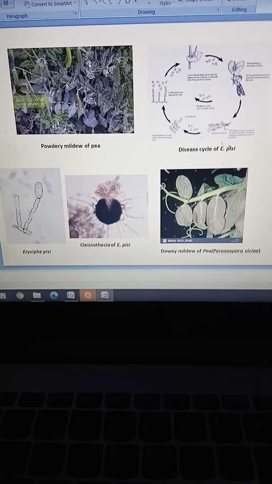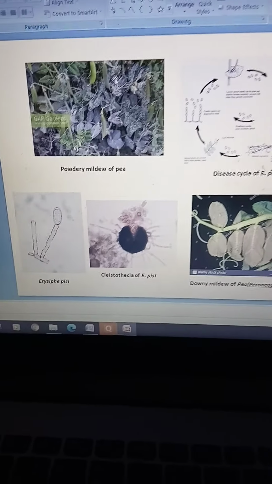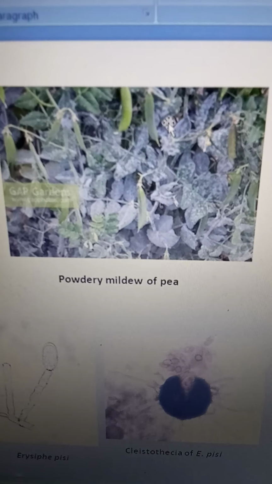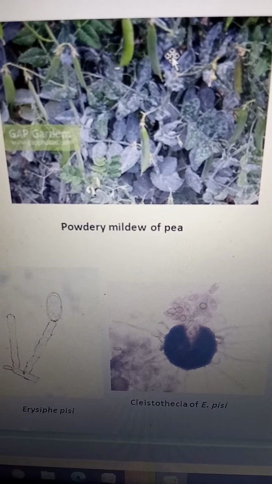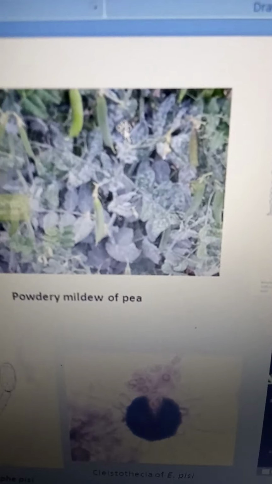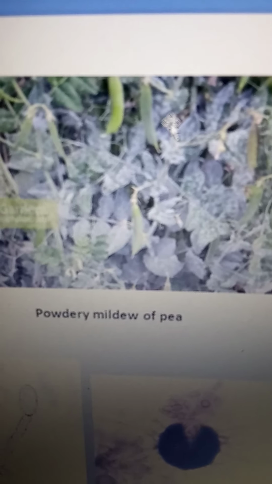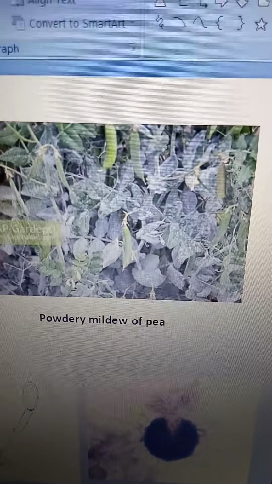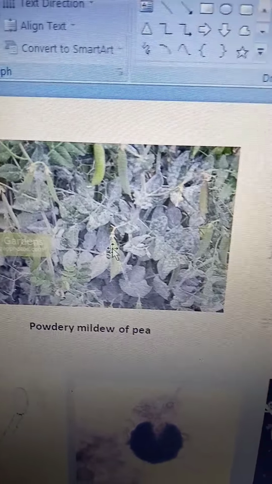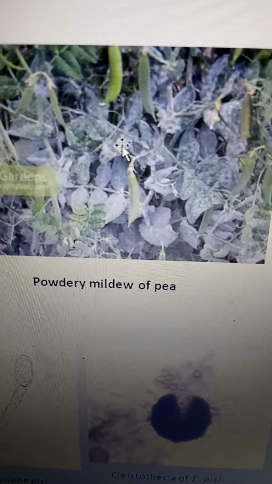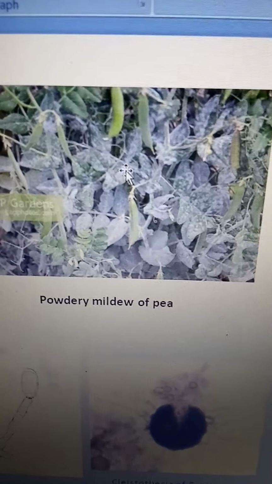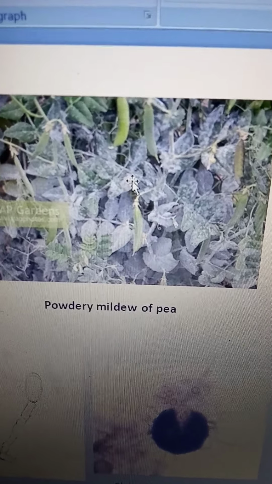So here are some of the major symptoms or major diseases of pea. First disease is powdery mildew of pea, which is caused by the pathogen Erysiphe pisi. Here you can find on the leaf white powdery growth. It's very clear here. These are all white powdery growth on the leaf surface due to the infection by the pathogen Erysiphe pisi.